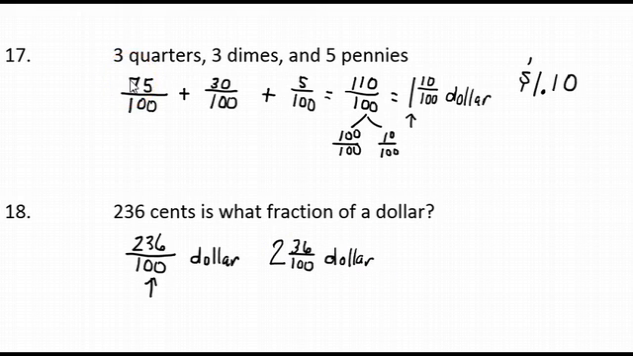And I can also write that as a decimal. I have 2 whole dollars and 36 cents. So $2.36 is the same thing as 236 cents.